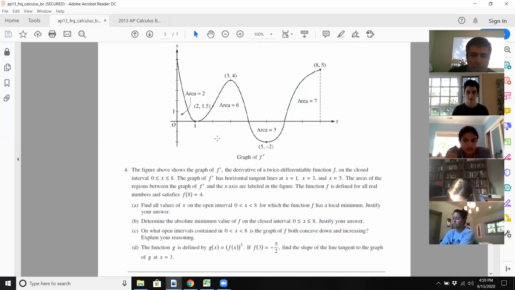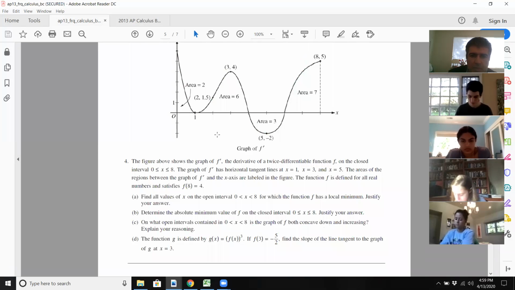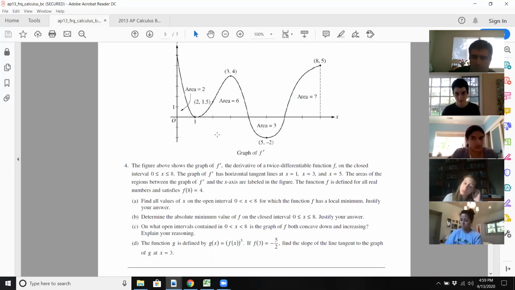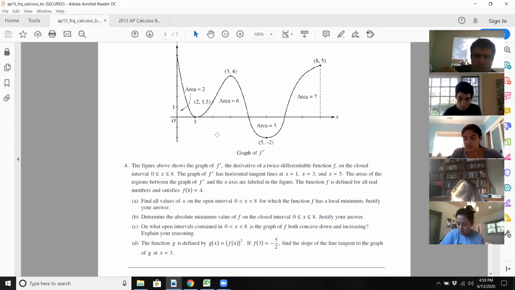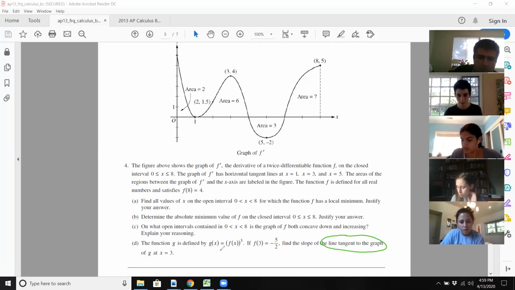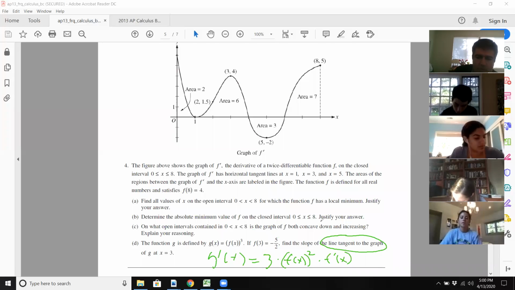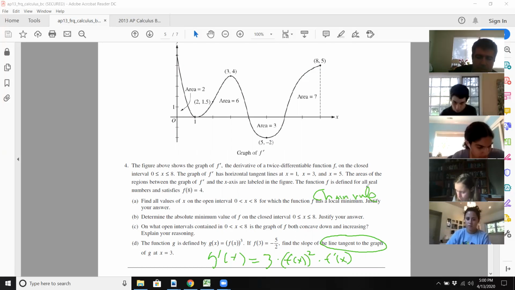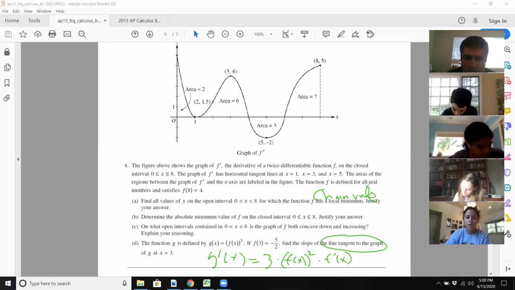Okay, and then we'll wrap this up with D. I'll give you guys a little hint here. So you're trying to find a tangent line for the graph of g, right? So g prime of x is going to be 3 times f of x squared times f prime of x, because you've got to do the chain rule. See, this is a great problem because this is a casual way of incorporating so many concepts.